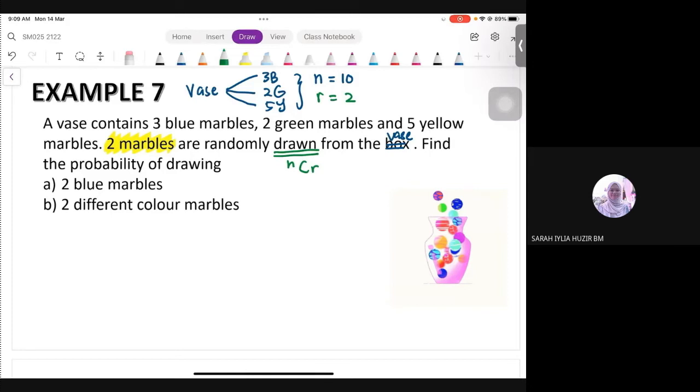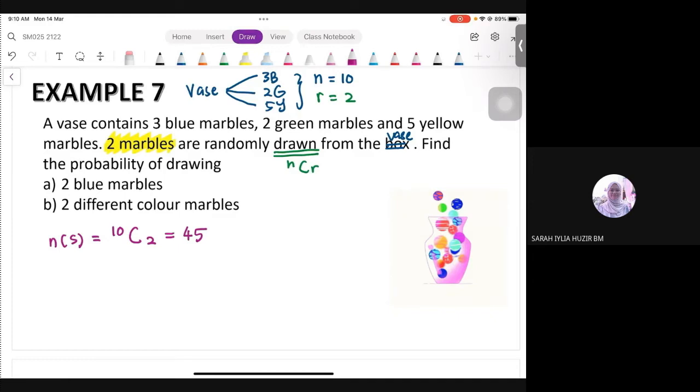Alright. So first step, before finding the probability, as usual, make sure you find the sample space first. Ingat tadi? What is sample space? The way you choose without restriction, with no restriction at all. So in this case, out of 10 marbles, we would choose 2. So 10C2. Tekanlah calculator. 10C2 should be 45.